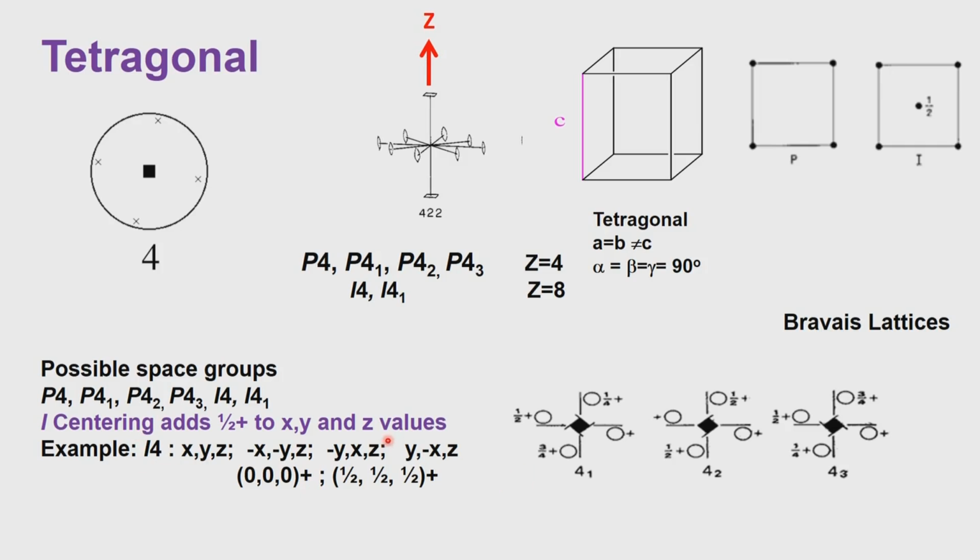So, having seen the possible space groups here and the I centering adding this, we see an example of I4 given here. Now, the type of rotation axis which we just now discussed can be described here: 4 1, 4 2, 4 3. You see exactly what I talked about. 4 1, if you start, 4 3, if you start from this point, that point will be 3/4 added and this point will be 1/4 added.